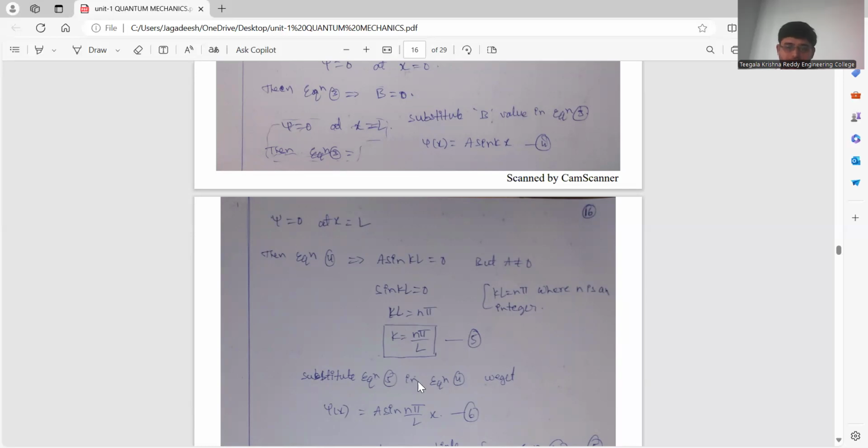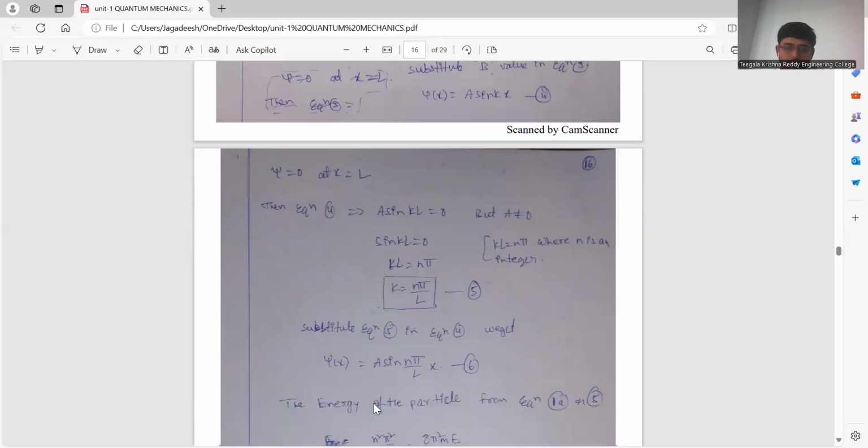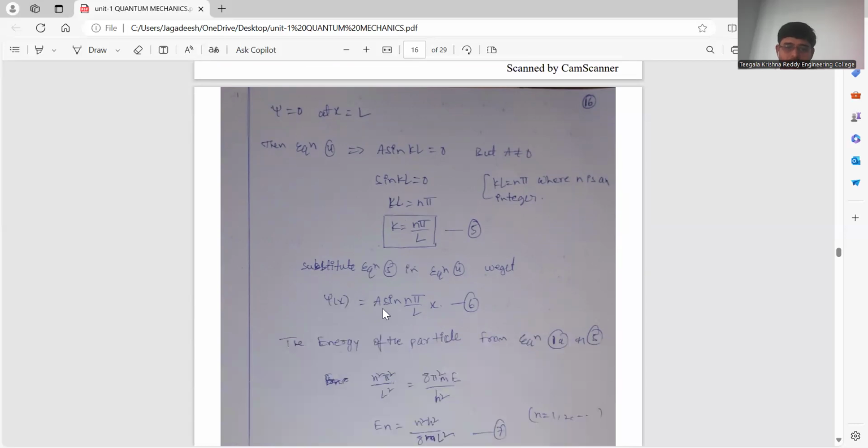Substitute equation 5 in equation 4. Then we get ψ(x) = A sin(nπx/L). That is equation 6.